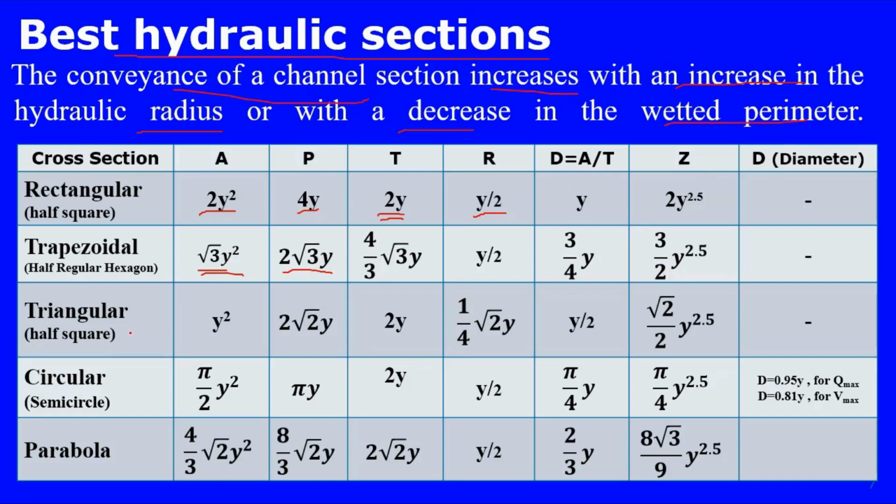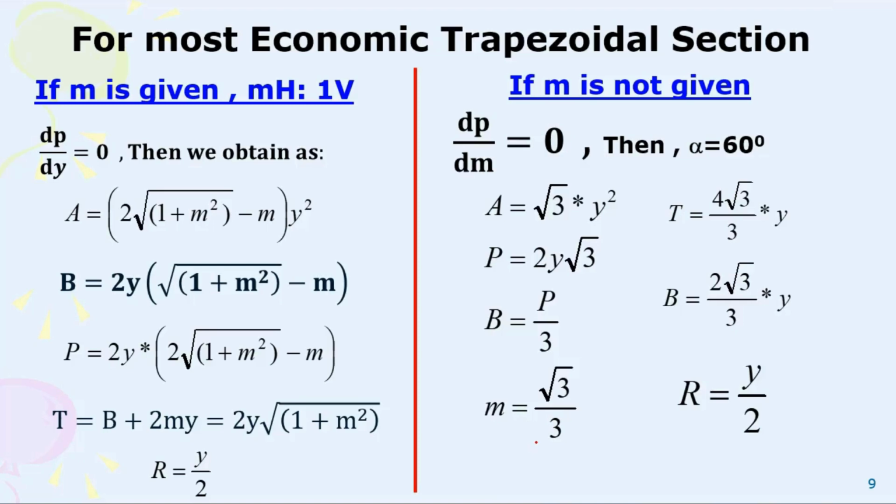For the triangular channel, the area is half of that, y square, and so on. You can proceed. Also for the circular channel, you can see this one for maximum discharge and for maximum velocity. You have to keep these results, and then for the parabola, again, we can derive.